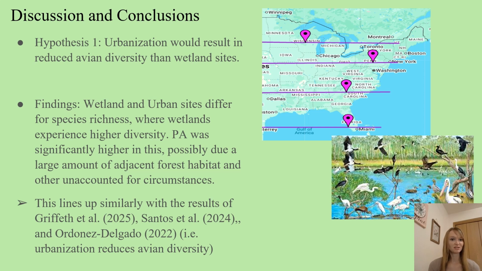For our project, our first hypothesis was that urbanization would result in reduced avian diversity compared to wetland sites. And we found that wetland and urban sites did differ for species richness, where wetlands experienced higher diversity throughout all of our sites, but Pennsylvania was significantly higher in this diversity, possibly due to a larger amount of adjacent forest habitat and other habitats, and also due to other unaccounted for circumstances.